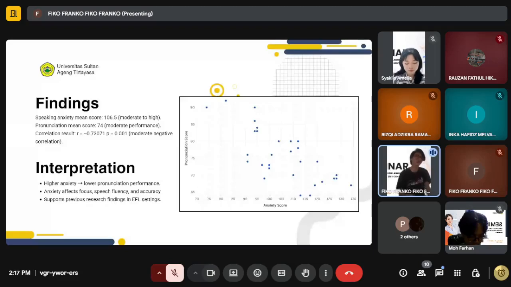So what do these numbers mean? Our interpretation is that higher anxiety means lower pronunciation performance. As you can see in the scatter plot, the line comes from this side and goes downward, which means it's a negative correlation. Anxiety affects focus, speech fluency, and accuracy, and it supports previous research findings in EFL settings.